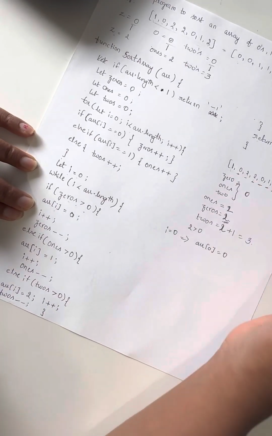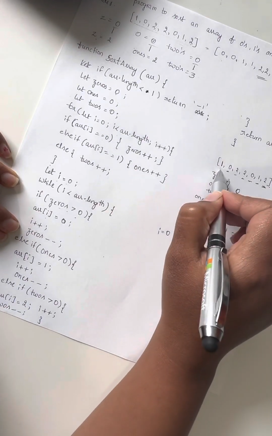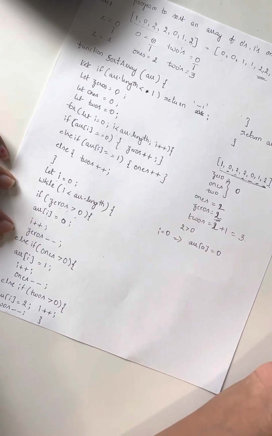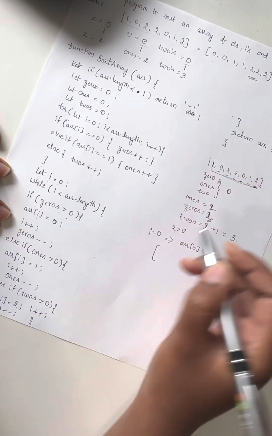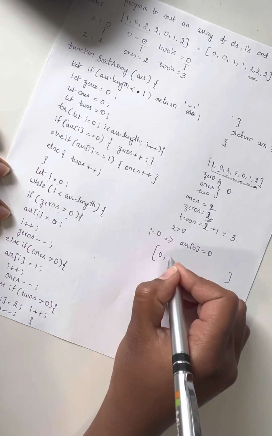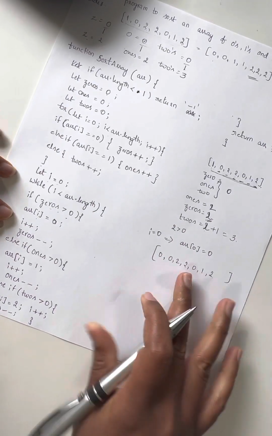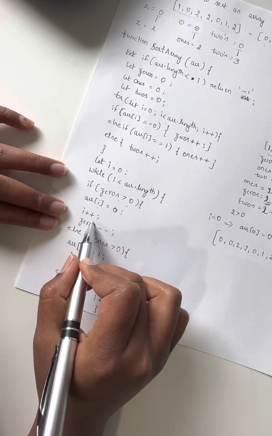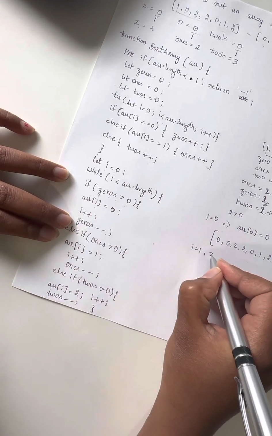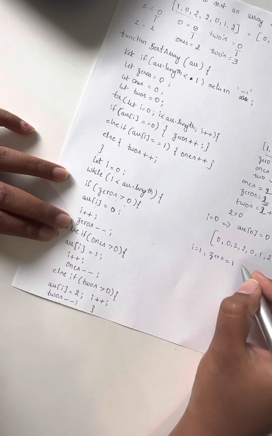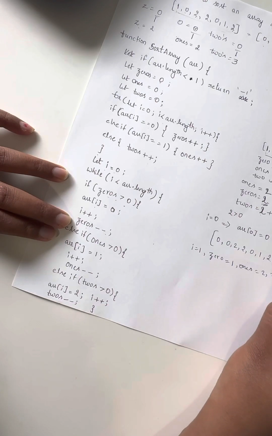So we are not using extra space, we are just changing the array that is given to us as input. So what happens now is the 1 becomes 0, the remaining elements stay as they are. Then i is incremented, so i becomes 1, zeros is decremented, so zeros becomes 1, 1s stays 2, and the 2's stays 3.